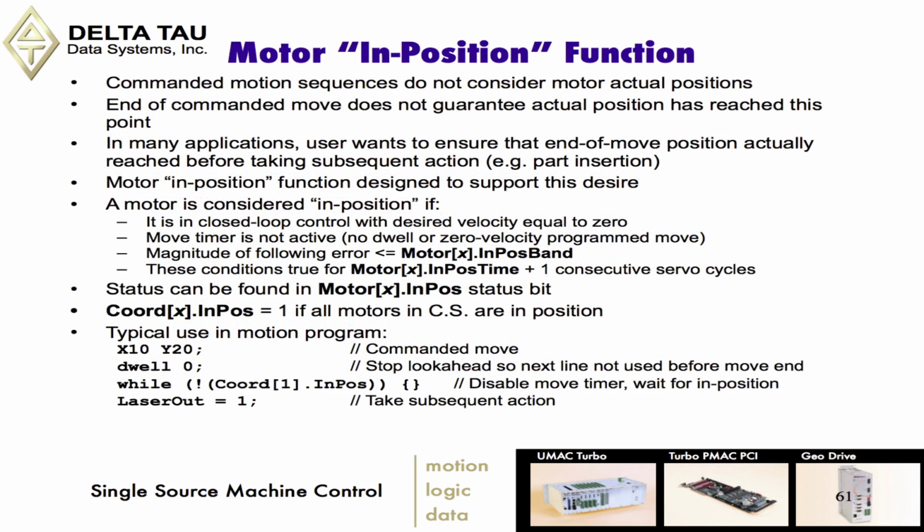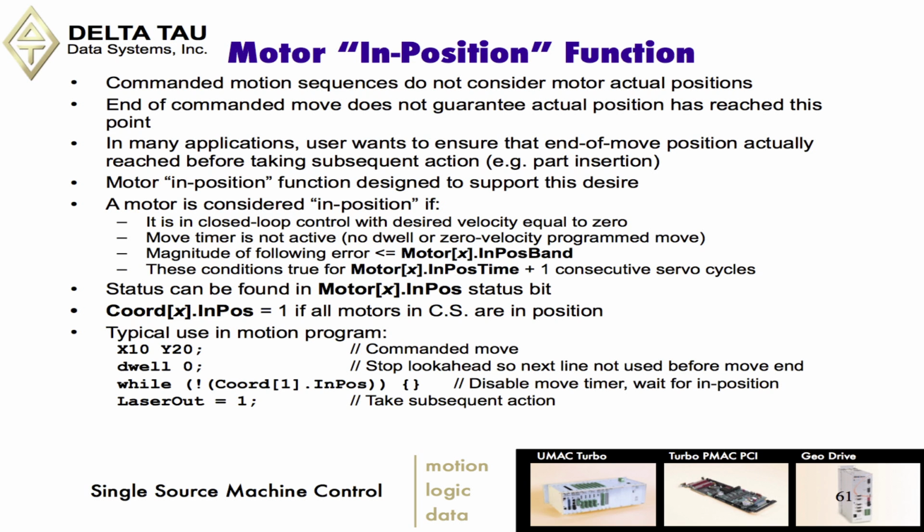Motor in position function. This is a status bit that will tell us when the motor is in position. A motor is considered in position when it's in closed loop control with the desired velocity 0, the move timer is not active, and the magnitude of the following error is within the motor in position band, and these conditions remain true for motor in position time plus 1 consecutive servo cycles. And we can find that in the Motor Sub X in position status bit.